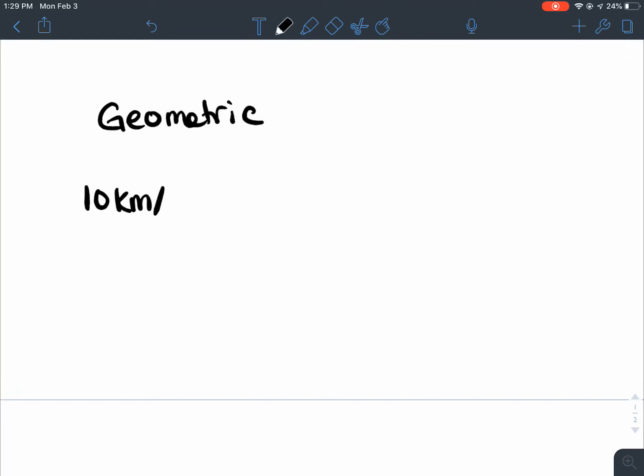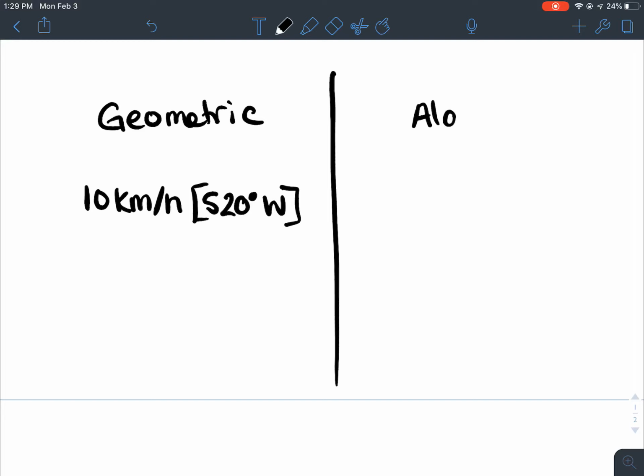10 kilometers per hour, traveling south 20 degrees west, for example. Whereas, boom, an algebraic vector could just look like this. Vector V is 1, 3. And that gives you a magnitude and a direction.